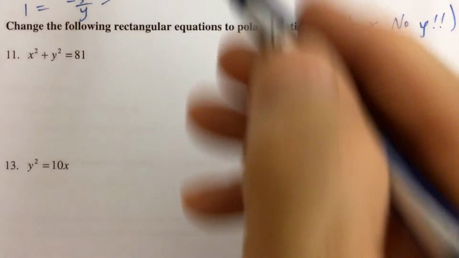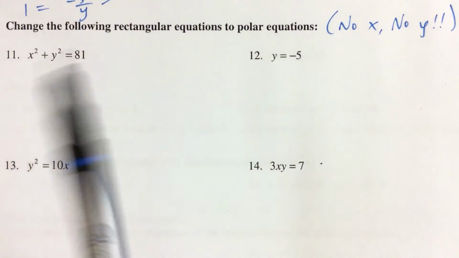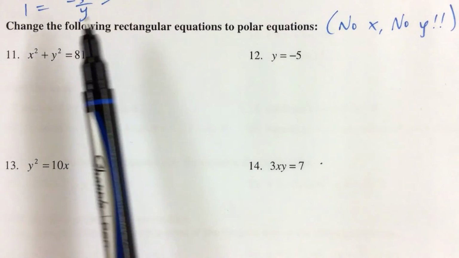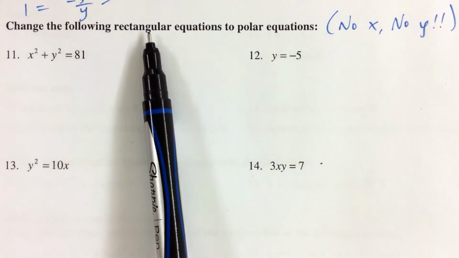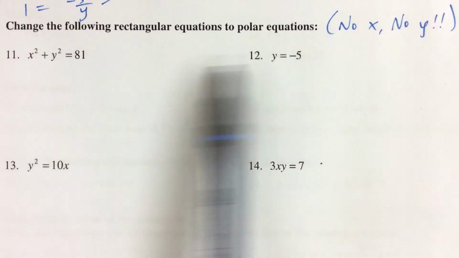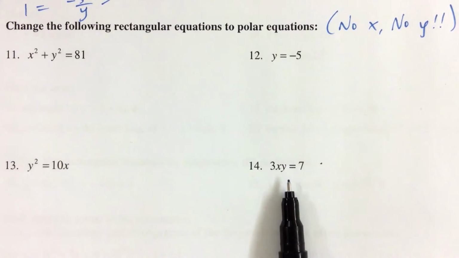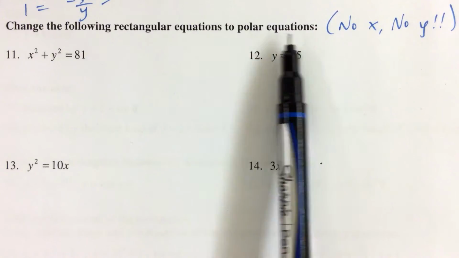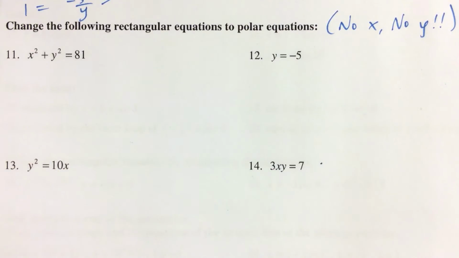Just like numbers 7 through 10, where we were converting polar to rectangular, here we're converting rectangular to polar. That means we can't have any x and we can't have any y. No more x, no more y in any of these equations because we want it to be only polar, so that would be only r and only theta.